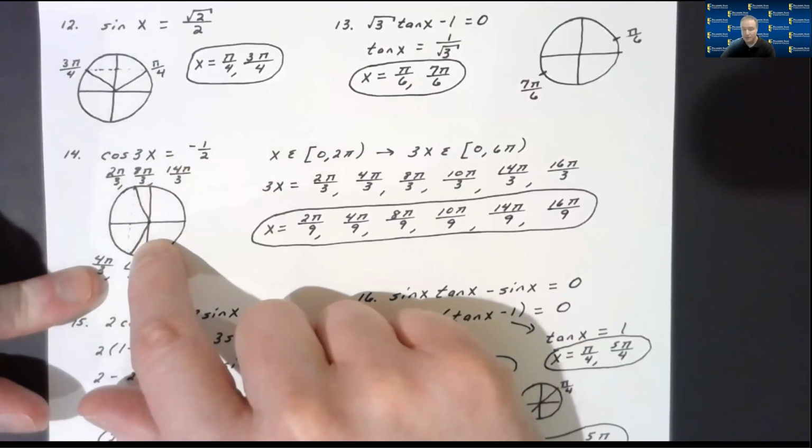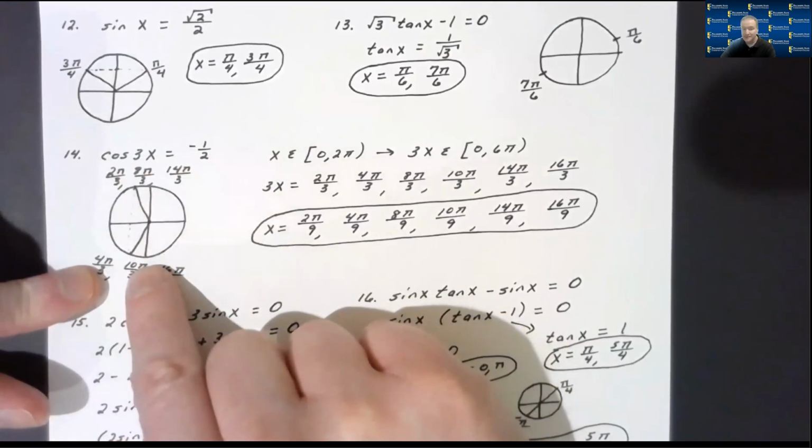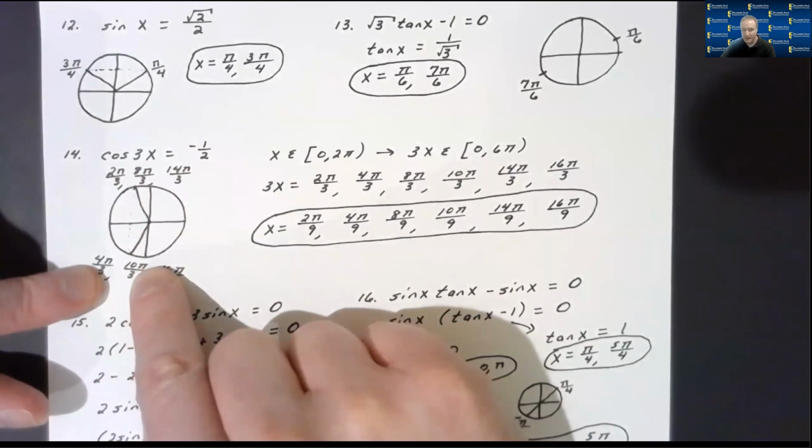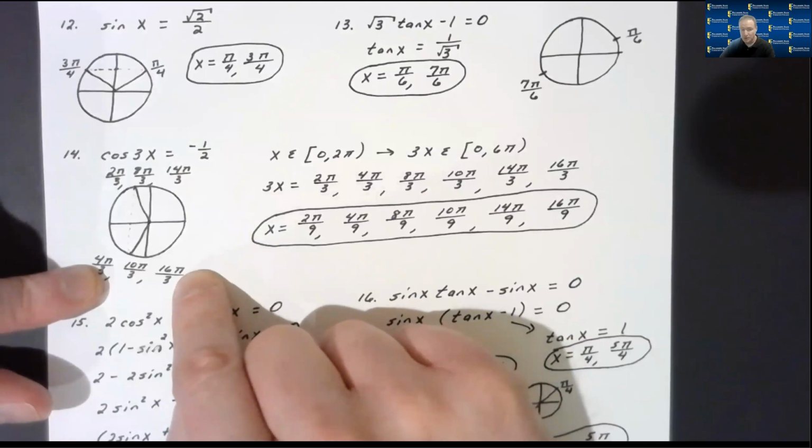We know 4 pi over 3 is the angle in the first revolution. In the second revolution, coterminal to that, add 6 pi over 3, you get to 10 pi over 3. Add 6 pi over 3 again to get to the third coterminal angle, and you're at 16 pi over 3.